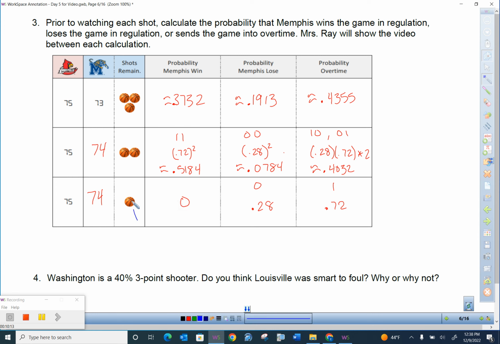Okay, there's only one shot left, so the most you can get is 75. 75 is tie for overtime. If we think about the sample space, if there's only one shot, there are only 2 options. You make it or you miss it. So of those 2 options, missing it would mean you lose, and making it would put you at overtime. Okay, so let's find out what actually happened.